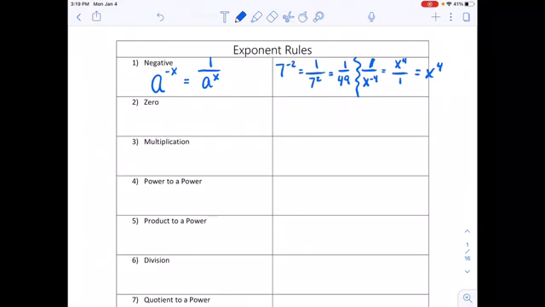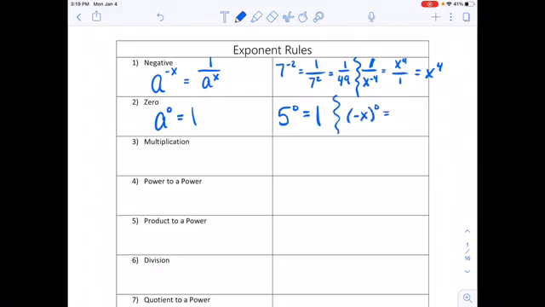Now, possibly the most simple exponent rule is the fact that if anything has the exponent of 0, that equals 1. So say you had 5 to the 0 power, that equals 1. If you have parentheses negative x to the 0 power, that also equals 1. So anything to the 0 power is equal to 1.